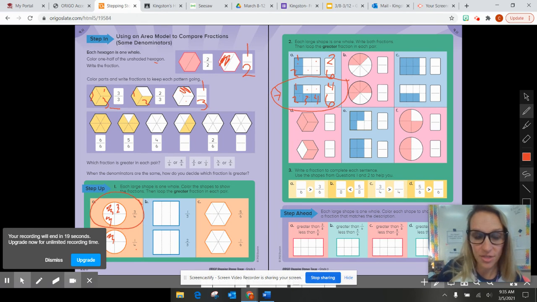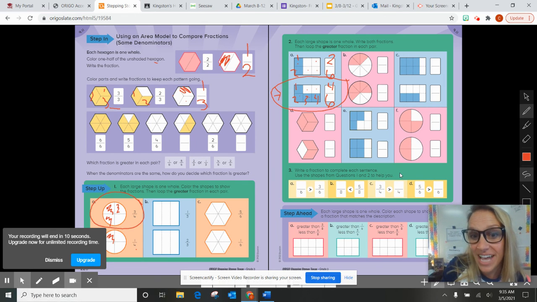All right, let's look at 3. Use a fraction to complete each sentence. Okay, so this right here, I see the greater than. So I know that I have to have a number greater than 3. The denominators are the same. It's both out of six pieces. What's greater than 3?